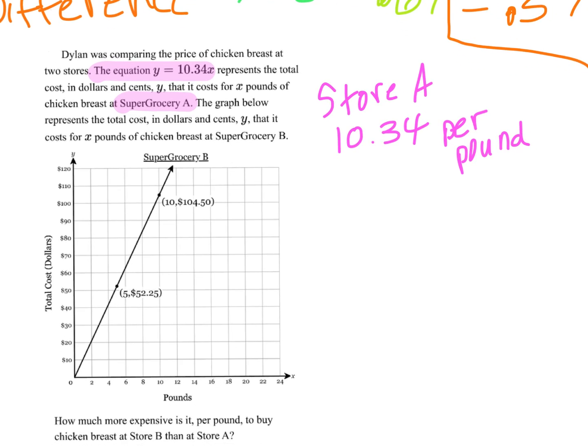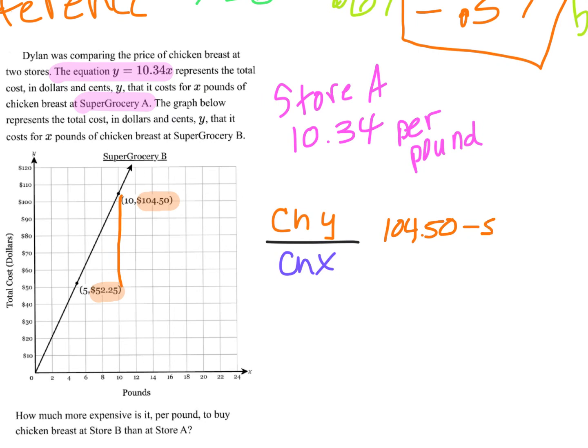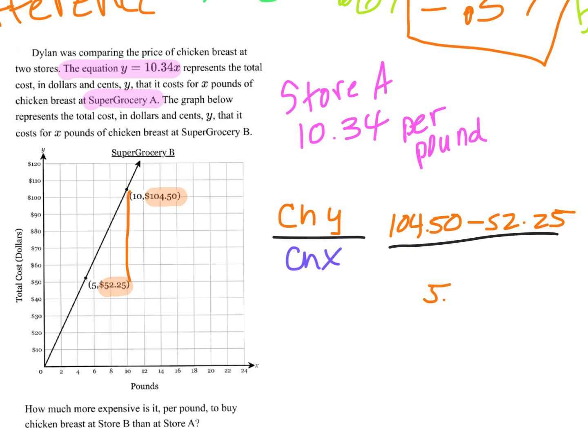Now, the graph is a little bit more complicated. So remember, we still need to do our change in our Y over our change in our X. And so to find my change in my Y, I'm going to need to find the difference between these two costs, between the $104.50 and the $52.25. So I need to find the difference between those two to figure out my change in my Y, which is $52 and 25 cents if I subtract them.